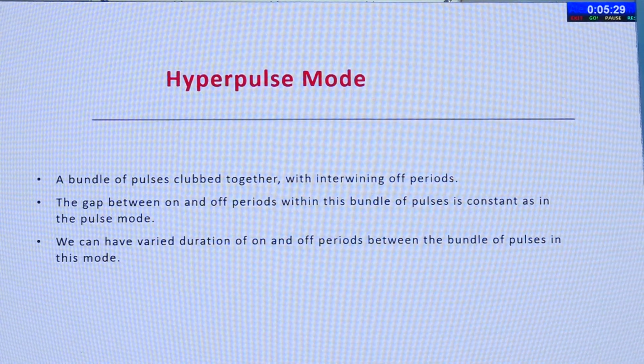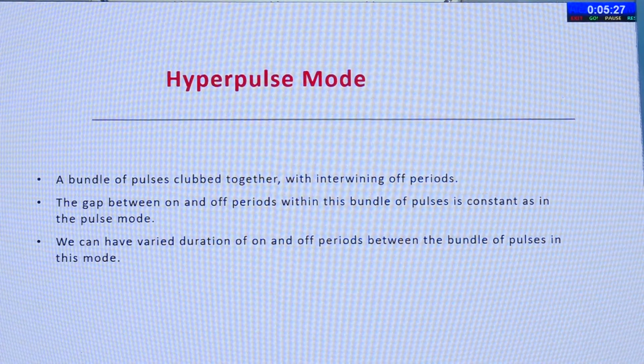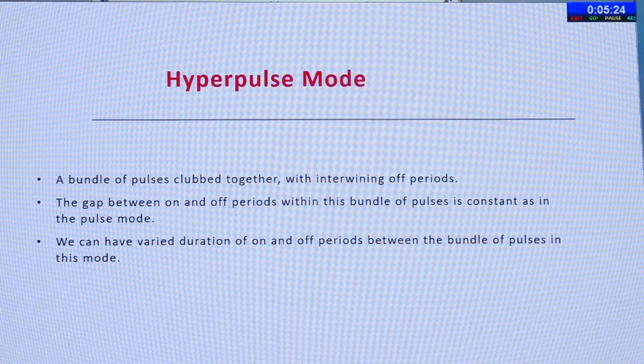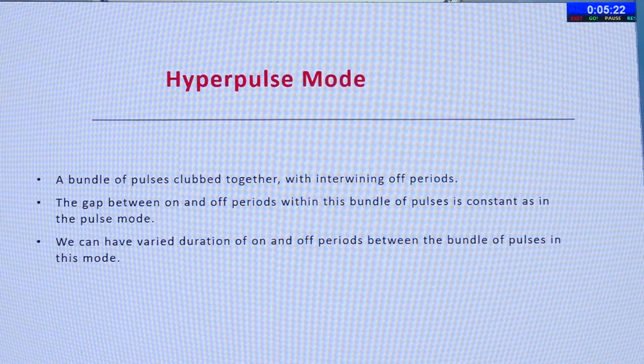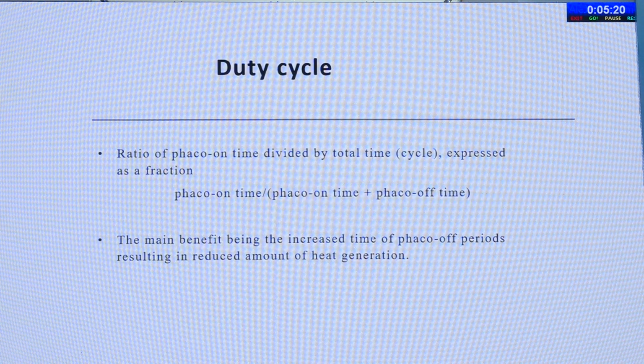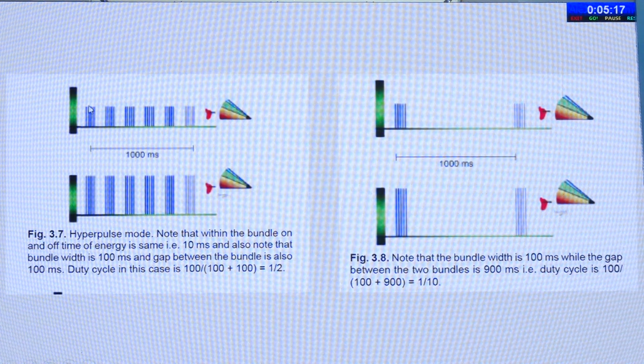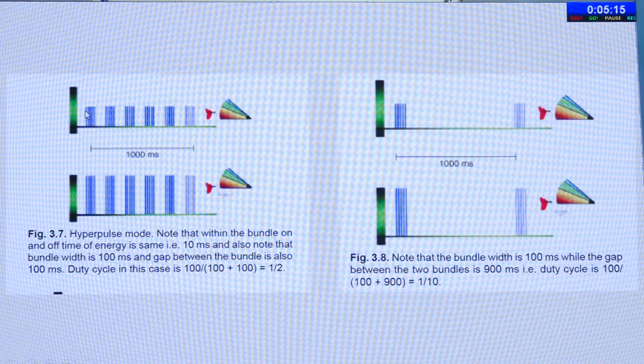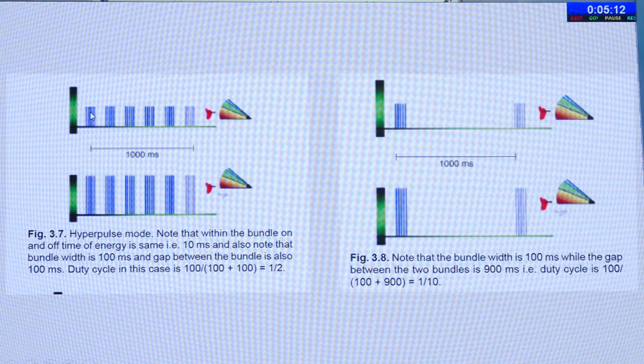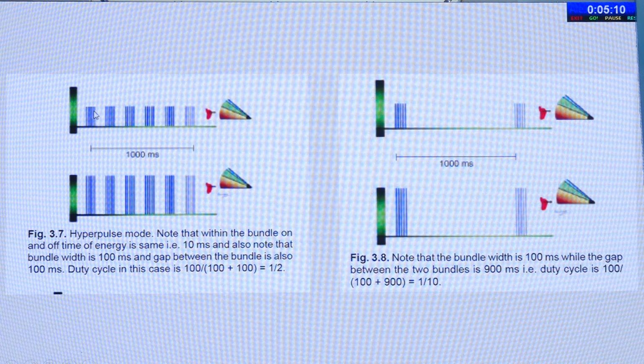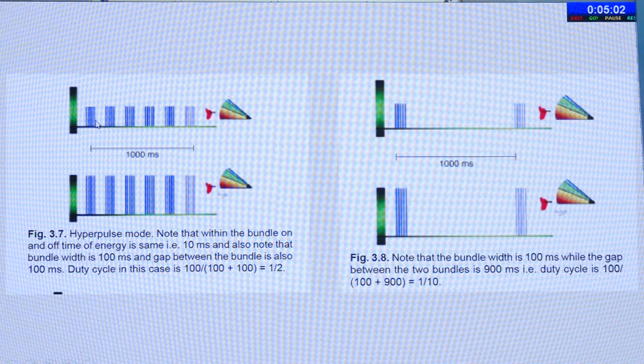So the modification is a hyperpulse mode. So hyperpulse mode means a bundle of pulses are clubbed together, and then there is a gap between these bundles. Now the catch point is, I'll explain with the help of this diagram here. So this is one bundle. So these are different pulses in one bundle. The on and off time between these pulses within this bundle will be the same, but we can vary the time between the two bundles. Now you see in this example, this is one bundle, this is second bundle, but the time gap between all of them is equal. And again, this is based on linear also.